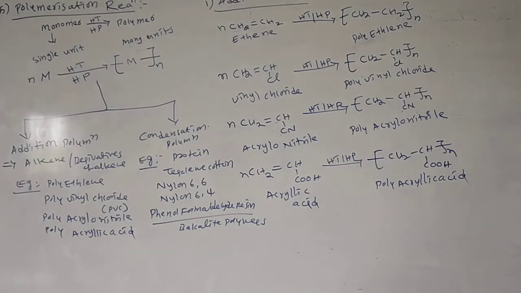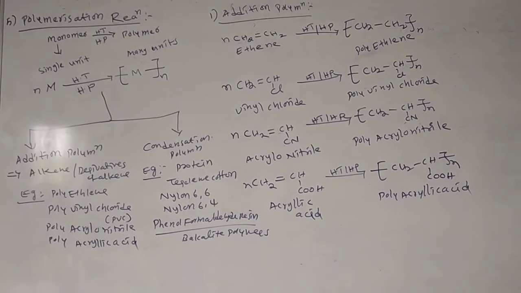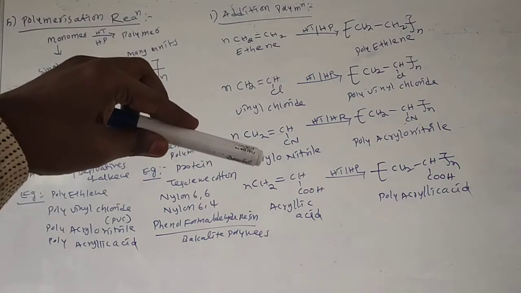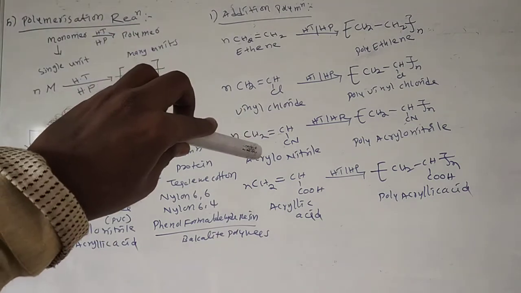The conversion of monomer into polymer by the addition reaction we call addition polymerization. The polymers which are formed by addition polymerization, we call addition polymers. These are the examples of addition polymers, and that is called addition polymerization.